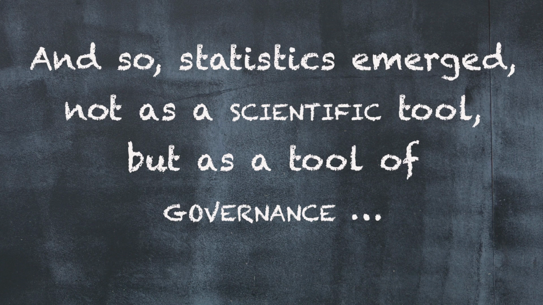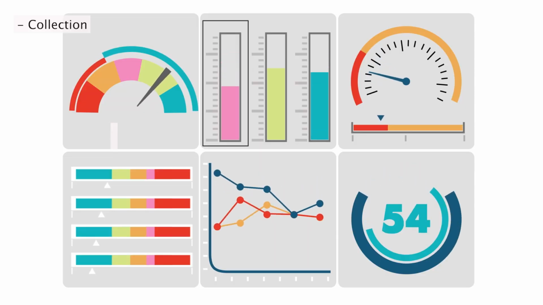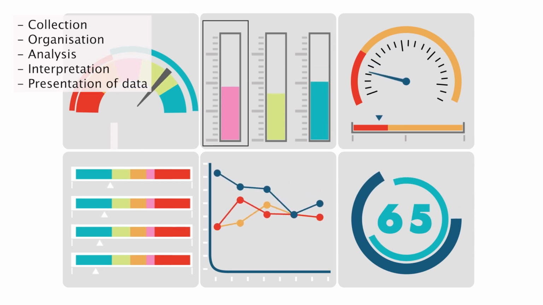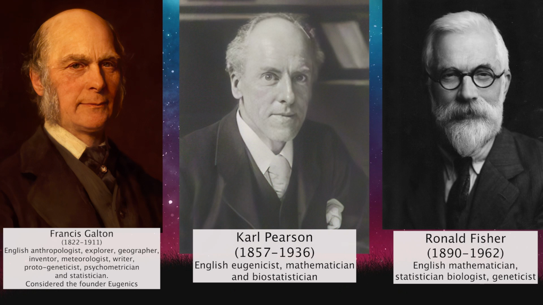And so statistics emerged not as a scientific tool, but as a tool of governance dealing with the collection, organization, analysis, interpretation, and presentation of data. Their mathematization, namely modern statistics, dates from the late 19th and early 20th centuries. They were developed by eugenists such as Francis Galton, Karl Pearson, and Ronald Fisher.